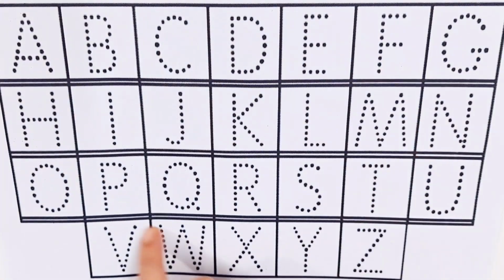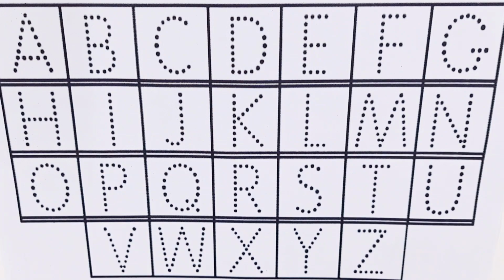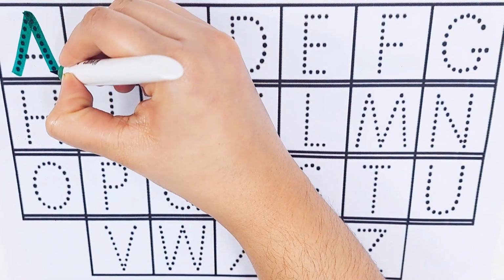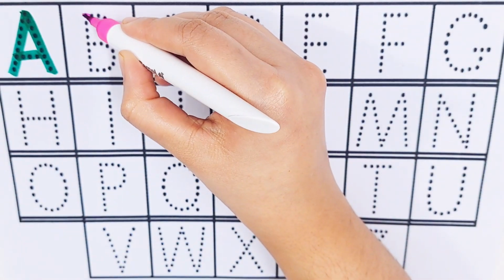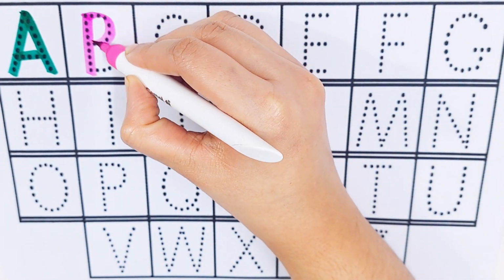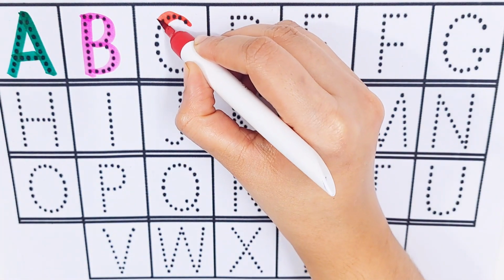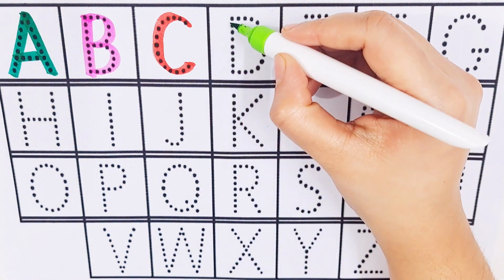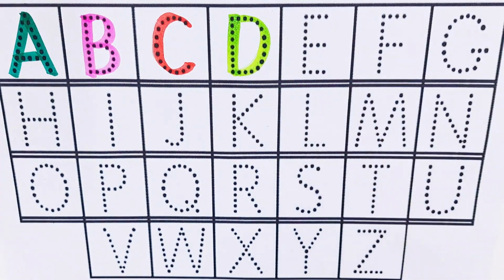Let's try to learn some alphabets. A, B, C, D. A for arrow. B for bus. C for chocolate. D for door.